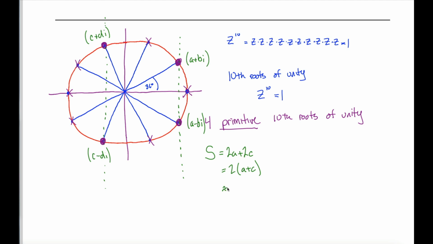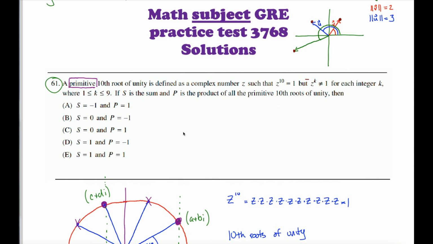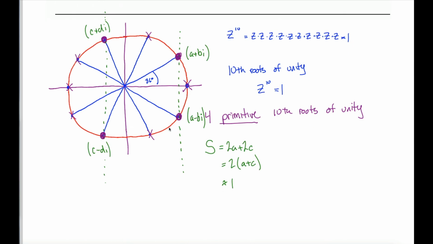Looks like S is approximately equal to 1, but it's certainly not equal to -1 or 0, because to be equal to 0, A would have to be equal to C, and just by inspection I can tell that that's not the case. And to be negative, the absolute value of C would have to be greater than the absolute value of A, and clearly that's not the case.